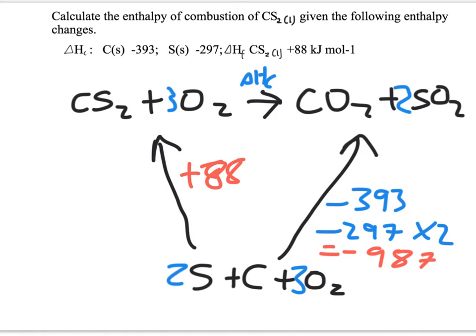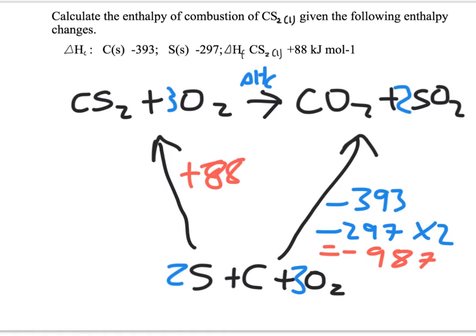Plus 88. Do we need to multiply that by anything? Well, we look at this number. Is there a number here? There's no number there, so it's just times by 1, so it's just plus 88. So we've now constructed our enthalpy cycle. We just need to do the clockwise, anti-clockwise rule to work out delta HC.